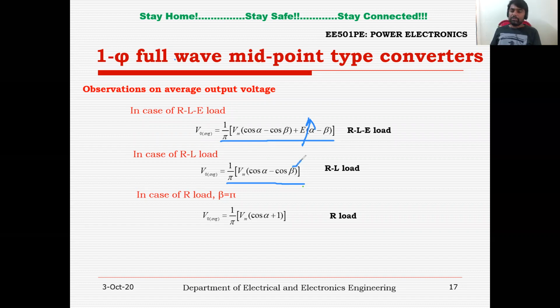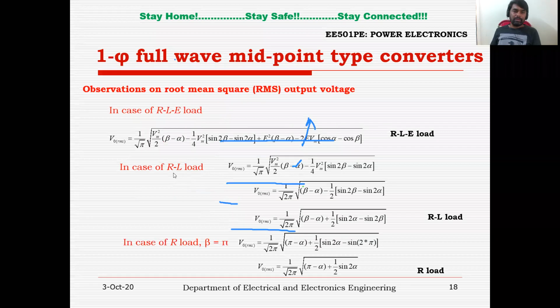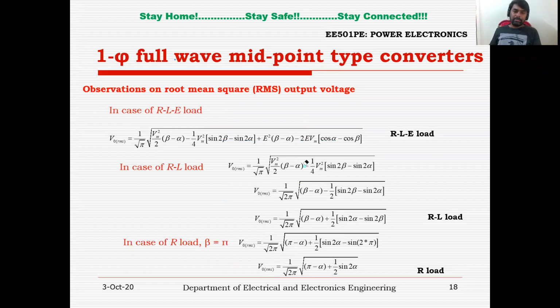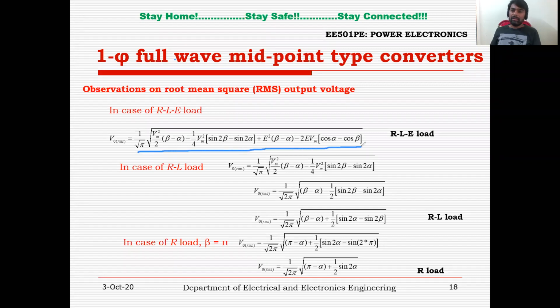Now this beta is due to the presence of the inductor. If you remove the inductor, the current may extinguish to 0 at beta equal to pi. So if you substitute beta equal to pi, this will be the expression for resistive load. Similarly, you can derive the RMS output voltage for R and RL load from the equation of RLE load. Right? This is the expression we have just seen for RLE load.